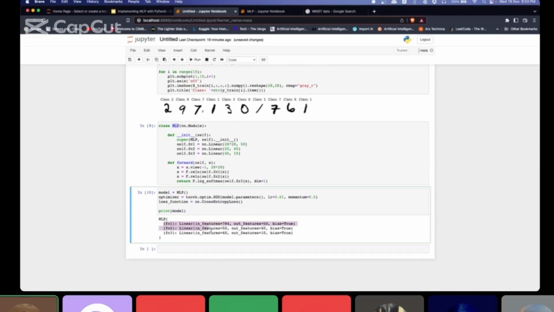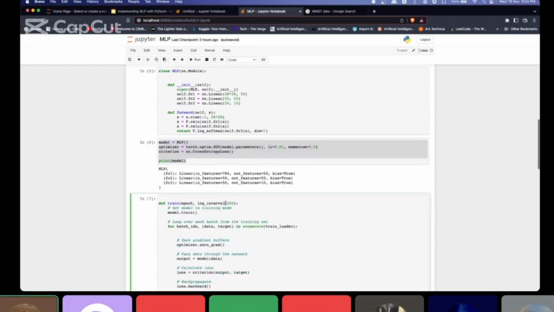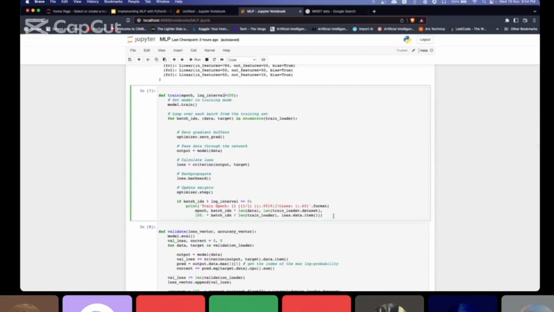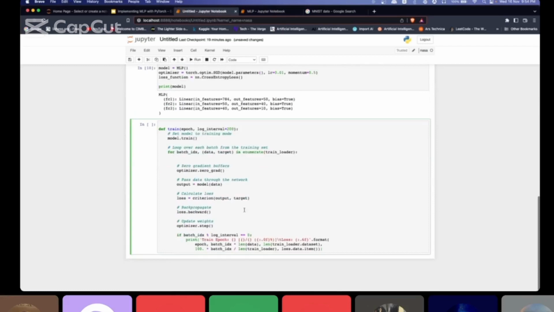So the model consists of 3 layers. The first layer takes the input and then gives it to the next 50 neurons, and then the next 50 neurons give it to the next 40 neurons, and then the next 40 neurons produce these 10 final output neurons, right? All right, so now let's go to the training part. All right, so this is just a training function.